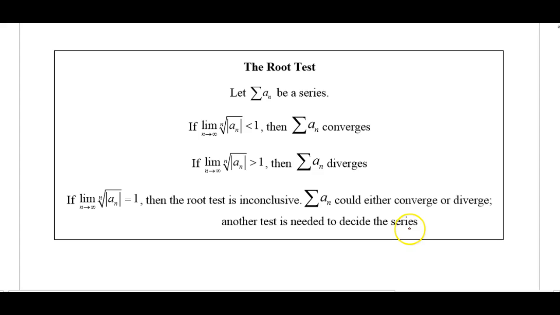So the reason the root test and the ratio test sort of go together is because they have the same conclusions. We're just evaluating a different limit. So this limit, the limit as n approaches infinity of the nth root of the absolute value of a sub n. But if that limit is less than 1, we have converges, greater than 1, diverges, equals 1, inconclusive. So again, the same conclusions as the ratio test. So let's go ahead and try the root test.